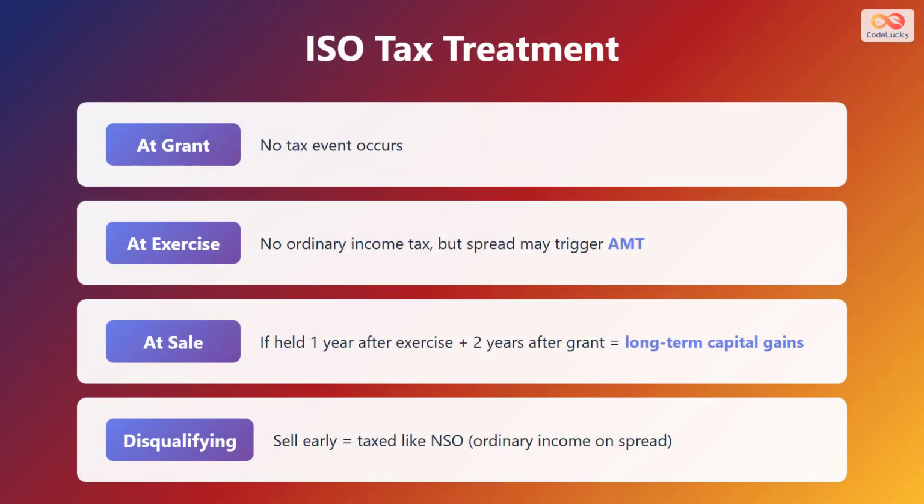Understanding the tax treatment of ISOs is critical. At grant, no tax event occurs. At exercise, there's no ordinary income tax, but the spread between the strike price and fair market value may trigger alternative minimum tax, or AMT. At sale, if the shares are held for at least 1 year after exercise and 2 years after grant, the gain qualifies for long-term capital gains treatment, which has a lower tax rate. However, if you sell early and don't meet these holding period requirements, it's called a disqualifying disposition, and the spread is taxed like an NSO as ordinary income.